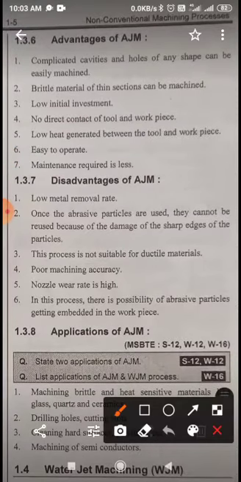Now, advantages of this AJM. What are the advantages of AJM? Complicated cavities and holes of any shape can be easily machined. This is the first advantage. Complicated cavities and holes of small diameter can be machined. Brittle material of thin section can be machined. Low initial investment. No direct contact of workpiece and tool. Low heat generated between the tool and workpiece. Easy to operate and maintenance required is low. These are the advantages of abrasive jet machining.